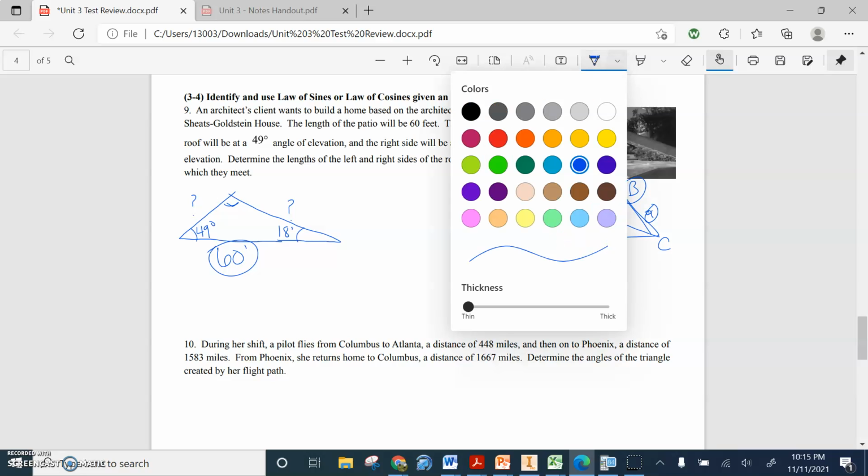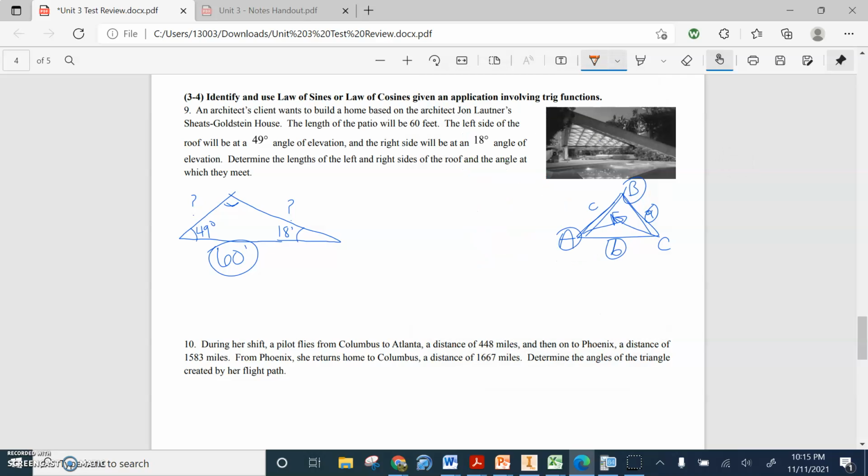However, I'm going to note one thing. Pythagorean's theorem, side squared plus side squared equals hypotenuse squared, all that stuff is out the window, but there is still one property left that says the interior angles of any triangle will sum to 180 degrees. So I have two angles, I can find the third. If I take 180 minus 49 minus 18, what I get is an angle of 113 degrees.